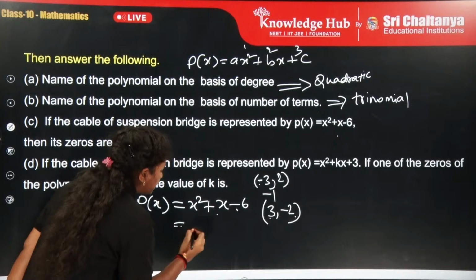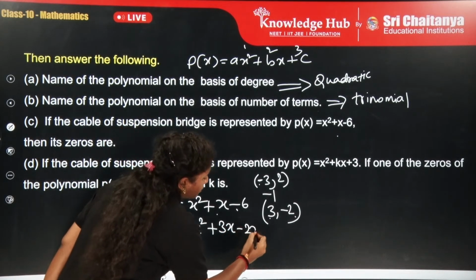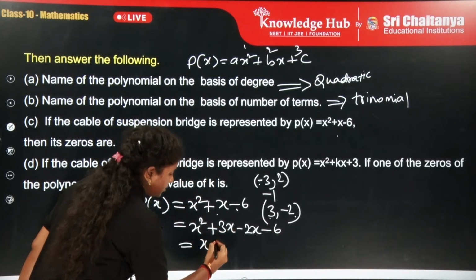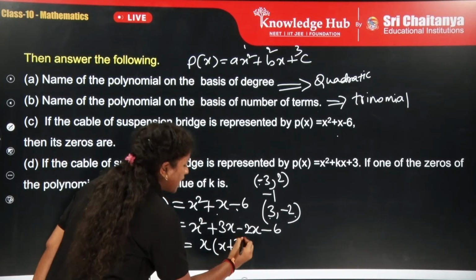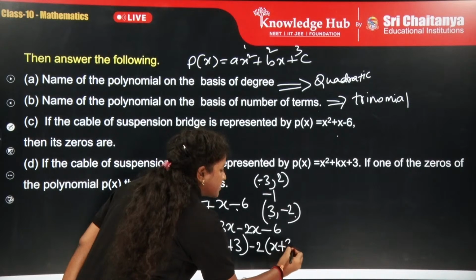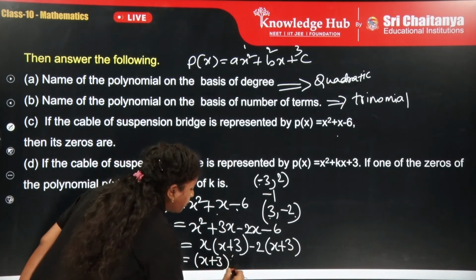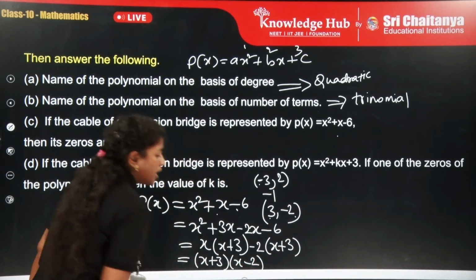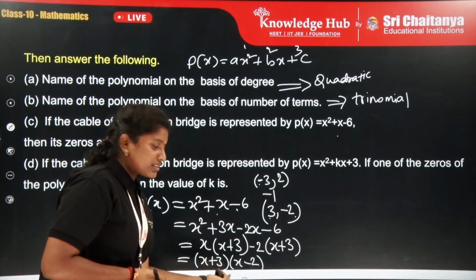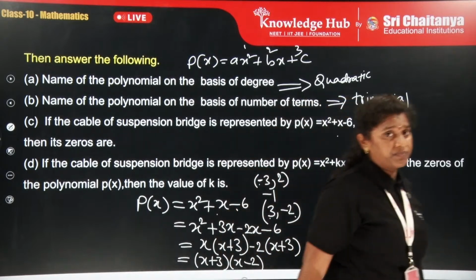So now split the middle term as x square plus 3x minus 2x minus 6. So now from the first 2 terms you can take x common. There you will get x plus 3, and from the next 2 terms you can take minus 2 common and you will get x plus 3. So here it will become x plus 3 into x minus 2. Okay. Now what are the zeros of that polynomial? So zeros will become minus 3 and plus 2. Okay. Now let's answer the next question.